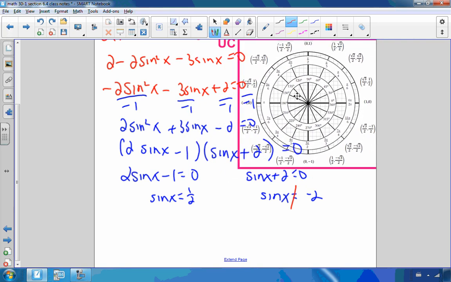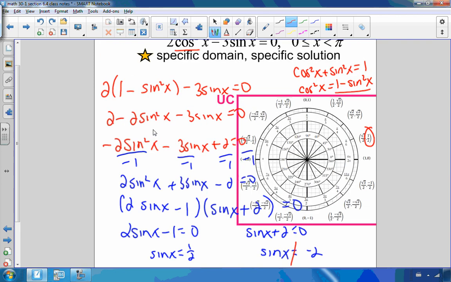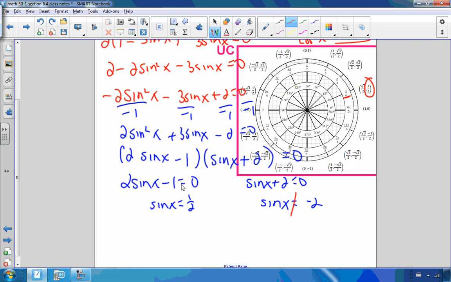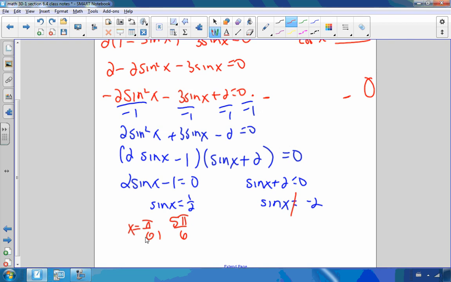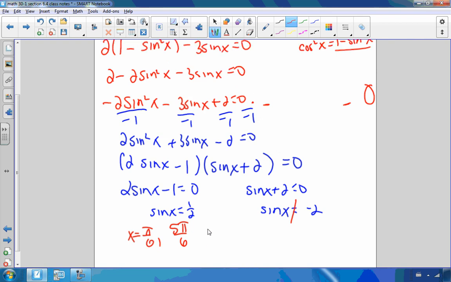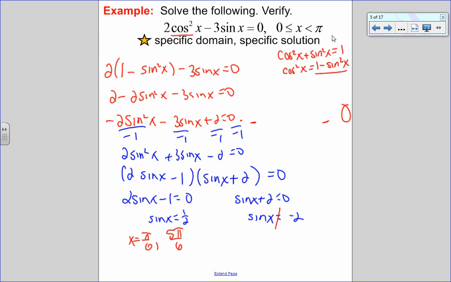Sine's positive in quadrants 1 and 2. So I'm looking at where the y coordinate is a half. And what were we looking at? We're looking at radians. So the first one is pi over 6, and the next time it's a half is over here at 5 pi over 6. So that would be my solution. Okay, so my solution is pi over 6 and 5 pi over 6, and that satisfies my domain restriction between 0 and pi.